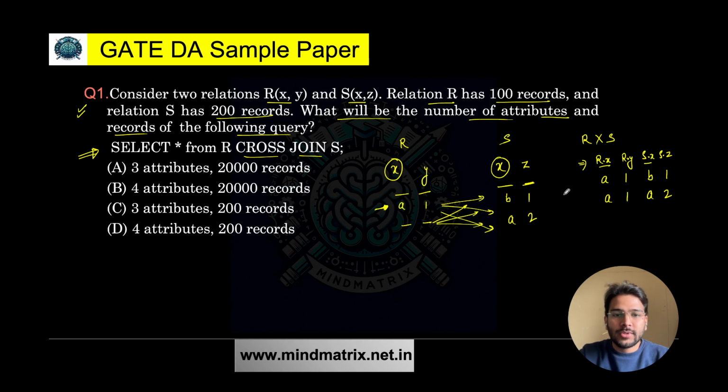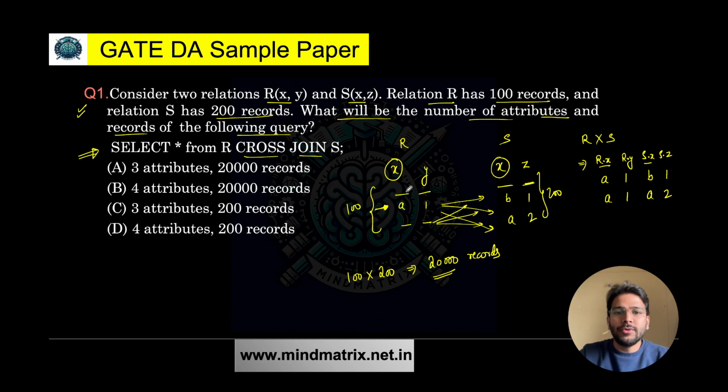So don't get confused in that. Okay, now our relation R has 100 records and relation S has 200 records. So we know after performing the cross product, the total number of records we are going to get will be 100 multiplied by 200, and that is going to be what? 20,000 records. Correct? 20,000 records we will be getting in the final result.